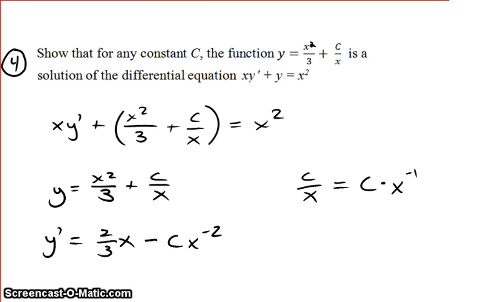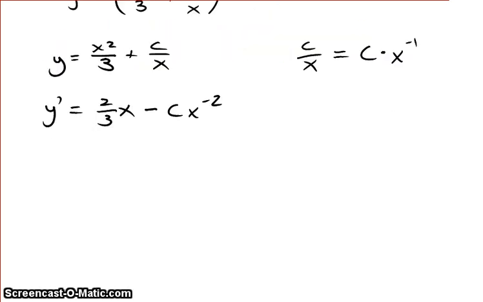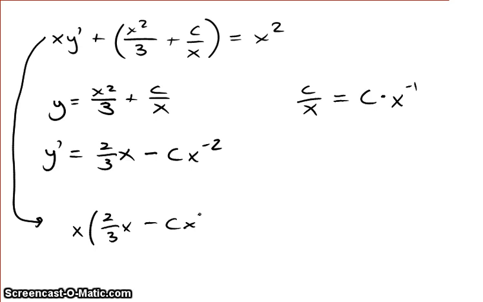Now let's take this y prime definition and plug it in to our xy differential equation. There we go, right there. So I'm going to rewrite this one more time. X times y prime, which is 2/3 x minus c x to the negative 2, plus x squared over 3 plus c over x equals x squared.